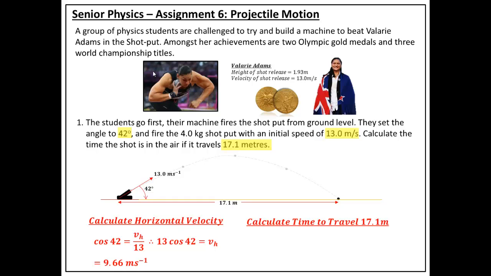To calculate the time taken, we can rearrange speed equals distance over time and substitute our constant horizontal component velocity in to calculate a time of 1.77 seconds.